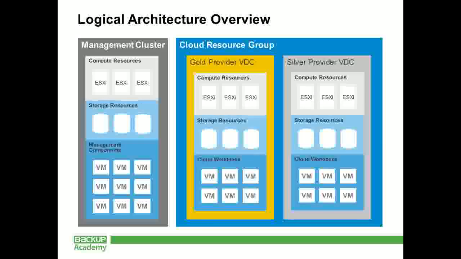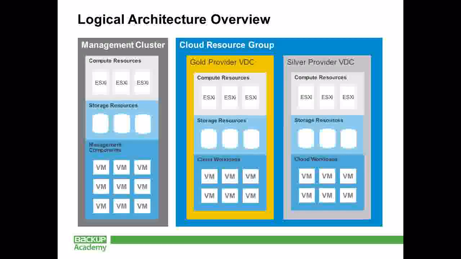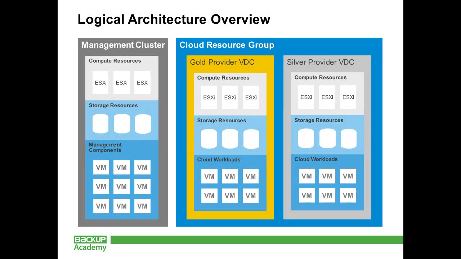Now, looking at the logical architecture of vCloud Director in a cloud environment, this is based upon the work that we've done with the vCloud Architecture Toolkit. This allows you to build out multiple resource groups and split it accordingly to your management domains. So you would typically build a management cluster that could have 2 or 3 ESXi hosts in there, and you would run your management components in there.